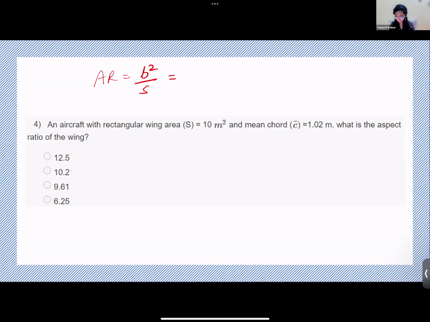Correct. So you can get S is equal to B into C. From that, you can get your B. So your B is nothing but S by C. So S by C the whole square by S, right? If you do this, you get S by C square, and that is 10 by 1.02 square. And so you get 9.61. Perfect. Both of you are right.